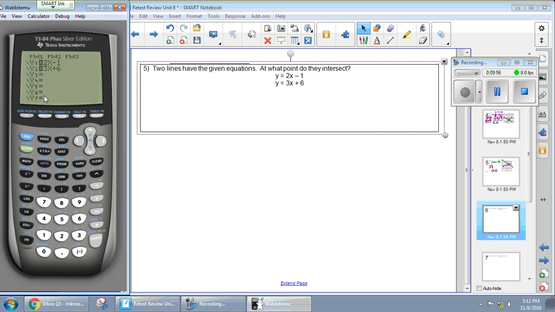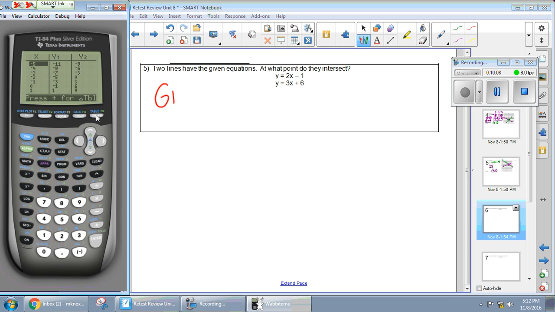Okay, so this is what's in my y equals: y equals 2x minus 1 and y equals 3x plus 6. I'm going to press second graph. So I graph the lines, and then I'm going to go to table. Where they intersect, the two will have the same y values.